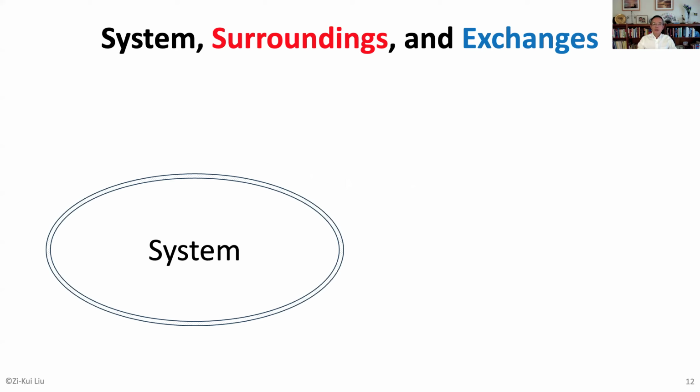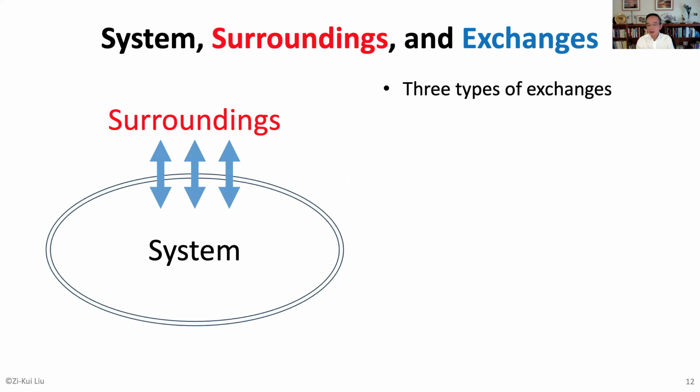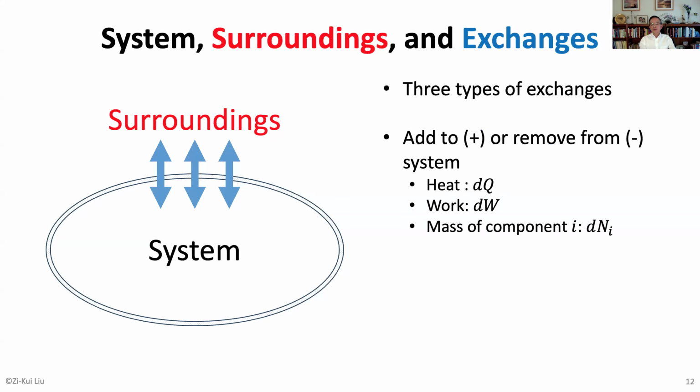As we talked about before, we have to first define the system, and we define its surroundings. Then we discuss what exchanges can take place between the system and its surroundings. It turns out there are three types of exchanges we can do. We can add or remove heat, work, or mass of a component between the system and its surroundings, represented by dq, dw, and dni for the component i.